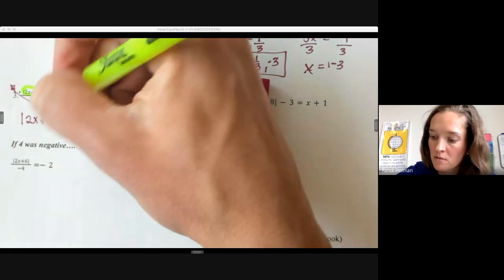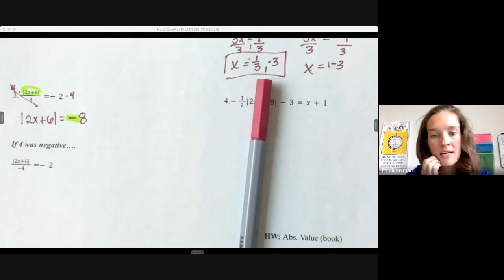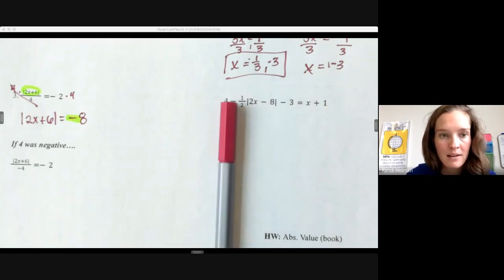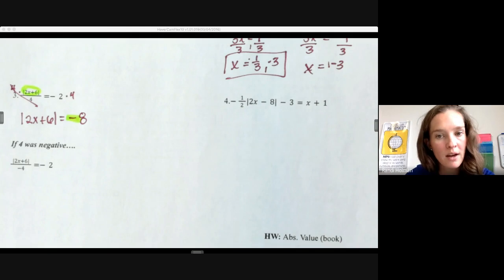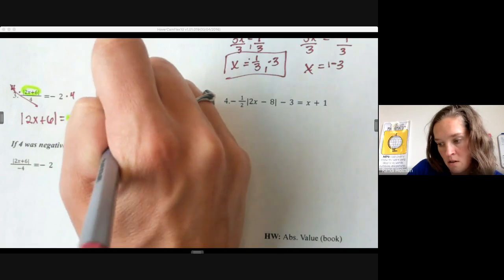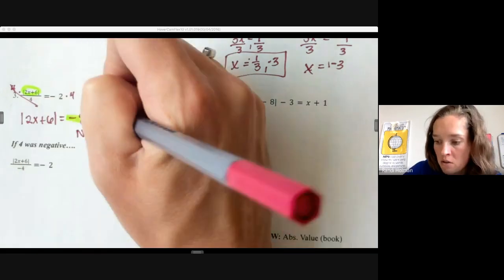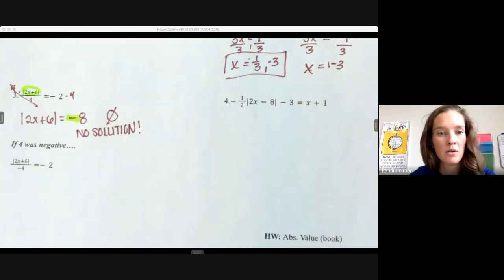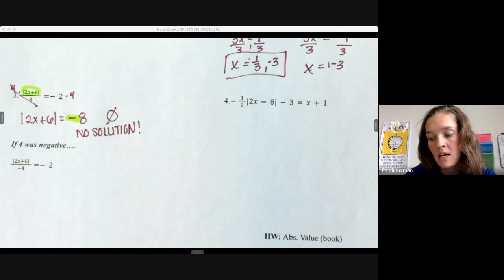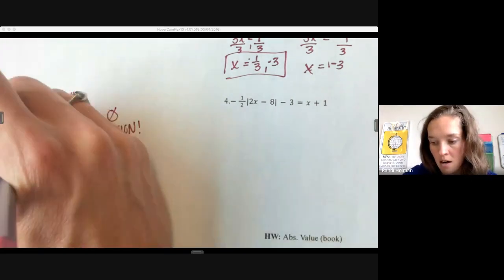Uh-oh. Red flag right here. Absolute value is a distance. It can never be equal to a negative number. So if you get your absolute value by itself and it's equal to something negative, there is no solution. Okay, you can write no solution, or you can also use this symbol here, which is the empty set, which means no solution.